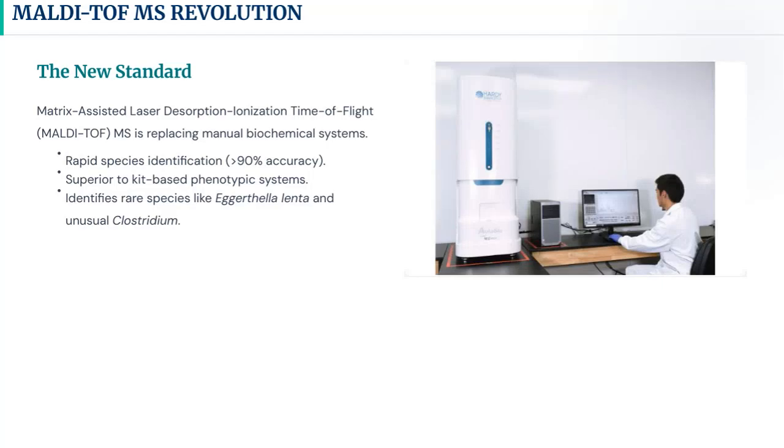Let's talk about the MALDI-TOF-MS revolution. This technology identifies rare species, like Eggerthella lenta and unusual Clostridium, with impressive speed and accuracy. It's far superior to traditional kit-based phenotypic systems. We're talking rapid species identification, with over 90% accuracy. Matrix-assisted laser desorption ionization time-of-flight mass spectrometry is quickly replacing manual biochemical methods. It's becoming the new standard in microbial identification, faster, more reliable, and ready for the future.